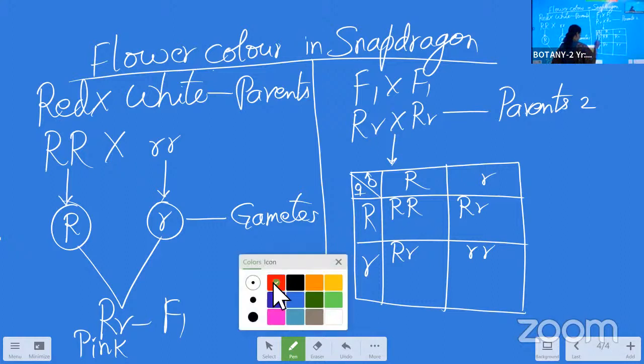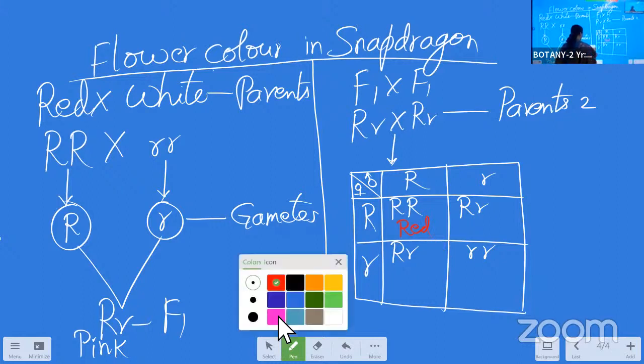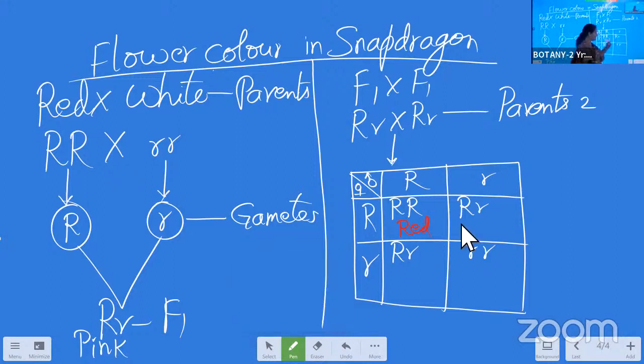And this is the red colored flower. According to Mendel, whenever the dominant allele is there, it will give only the dominant characters. But here, I said it will be different. This gives the pink color. And this gives the pink color.